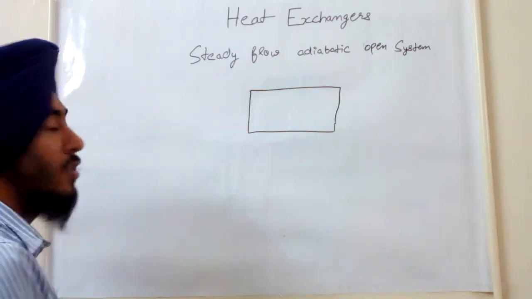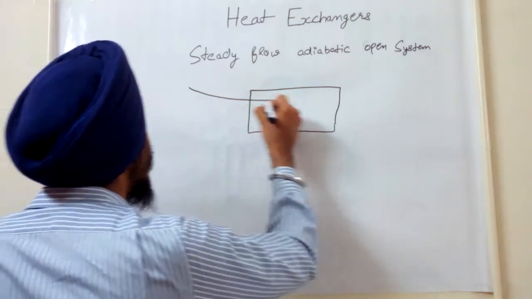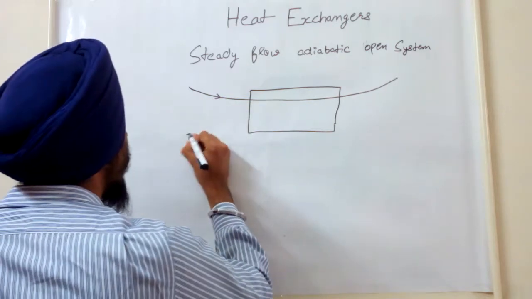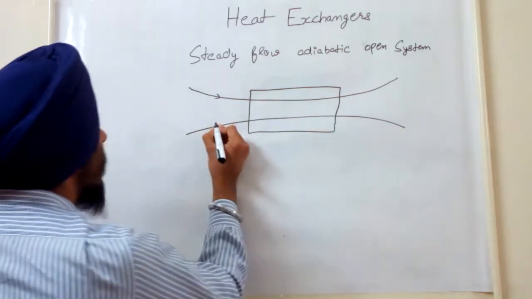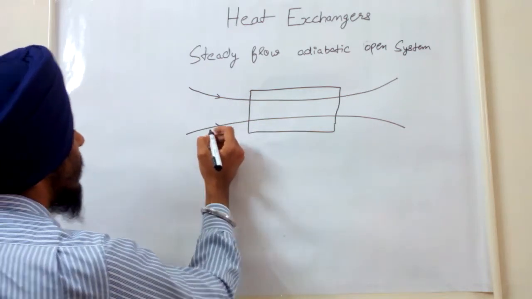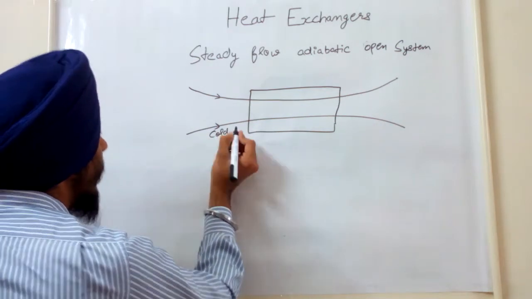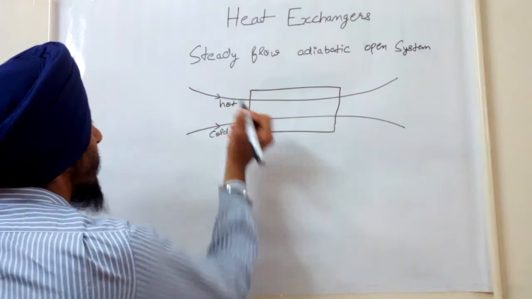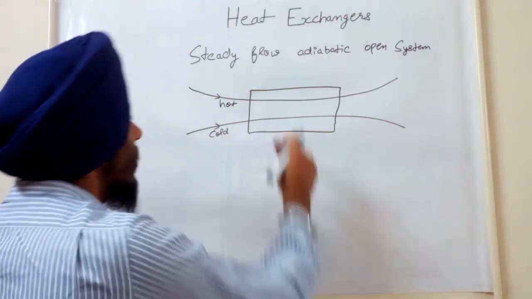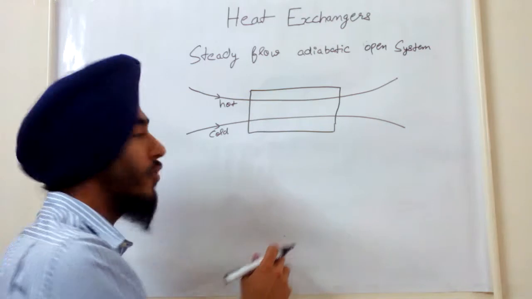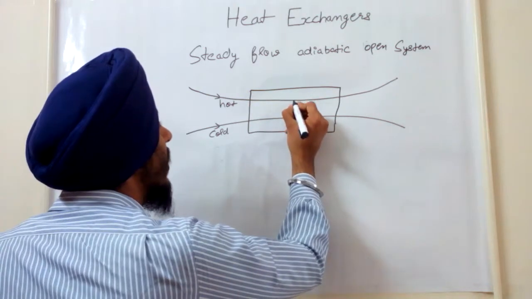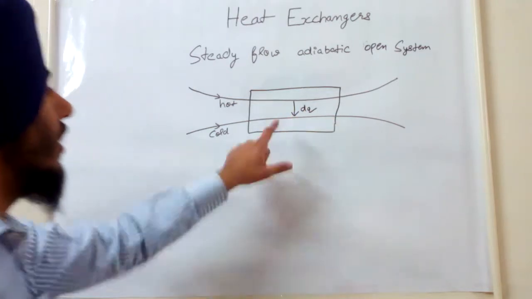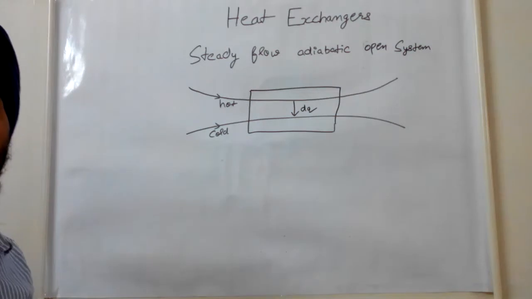Let this be a heat exchanger. This is a fluid which is at high temperature, and this is a fluid which is at low temperature. Since this is at low temperature, it is the cold fluid, and this is at high temperature, so it is the hot fluid. Since the hot fluid is at a higher temperature than the cold fluid, there would be a heat transfer from hot to cold. Let it be dq. dq is the heat that is transferred from hot to cold.